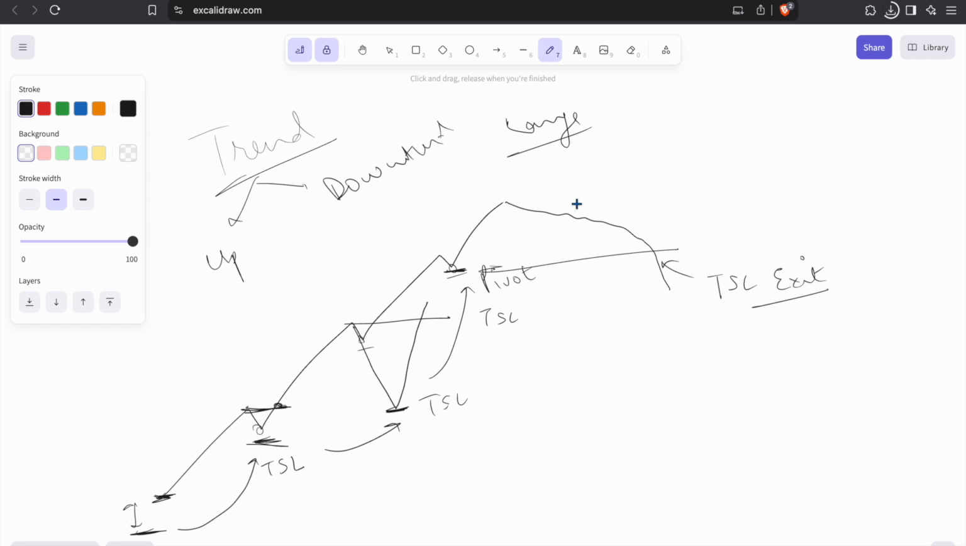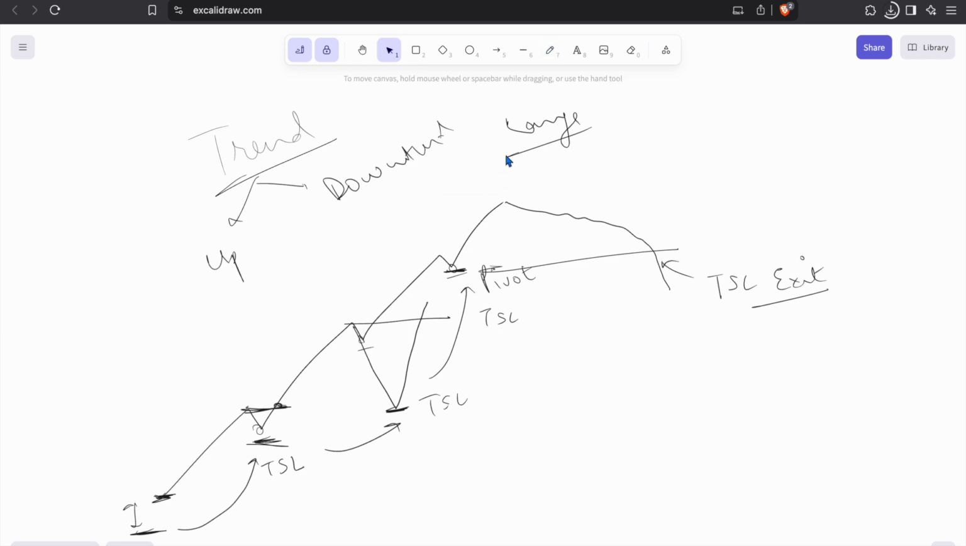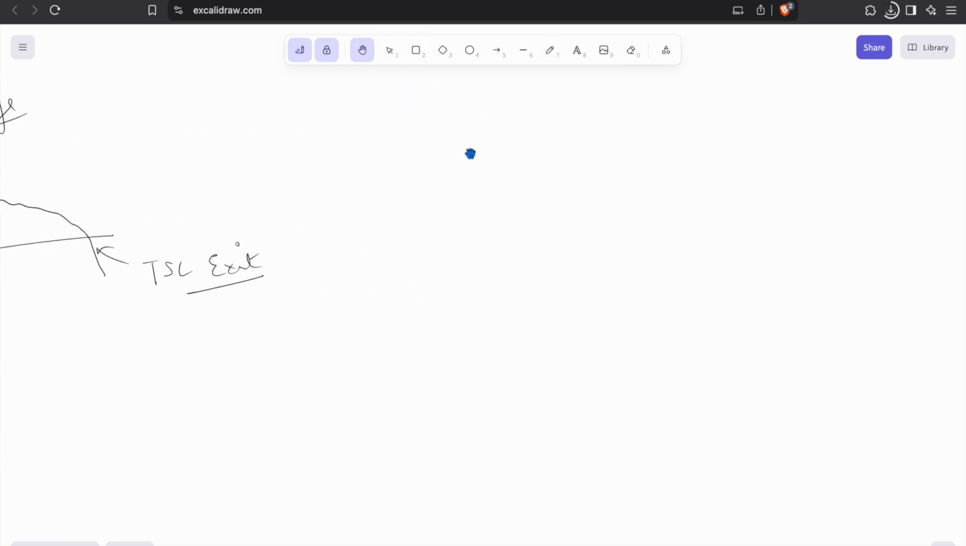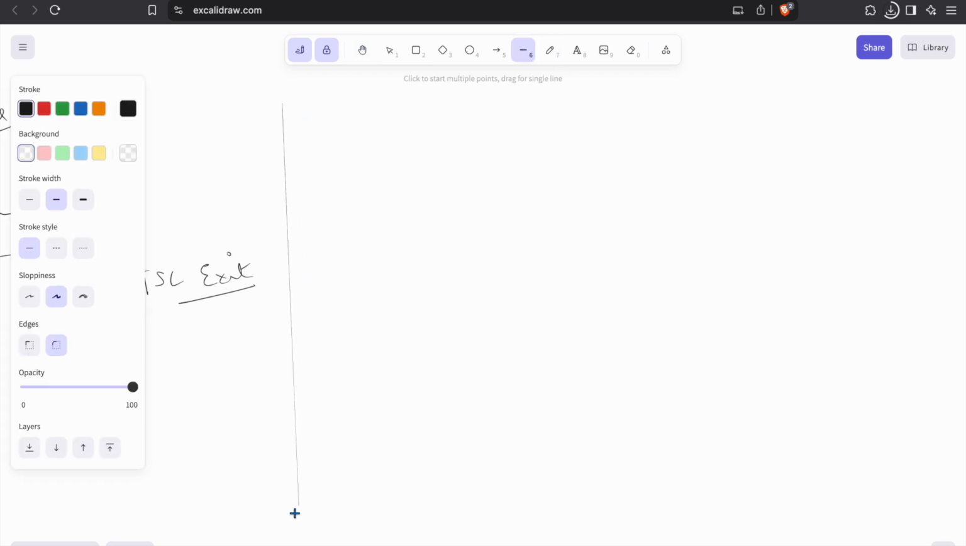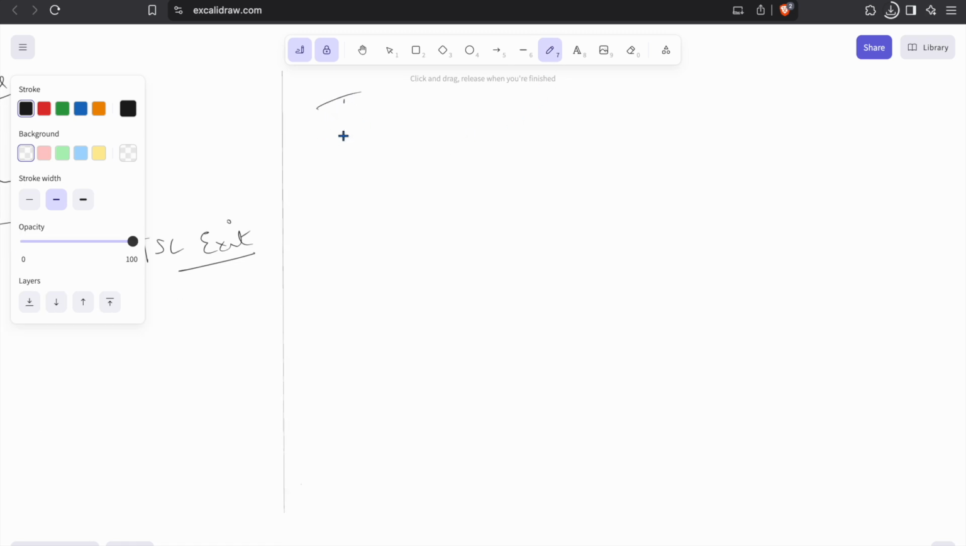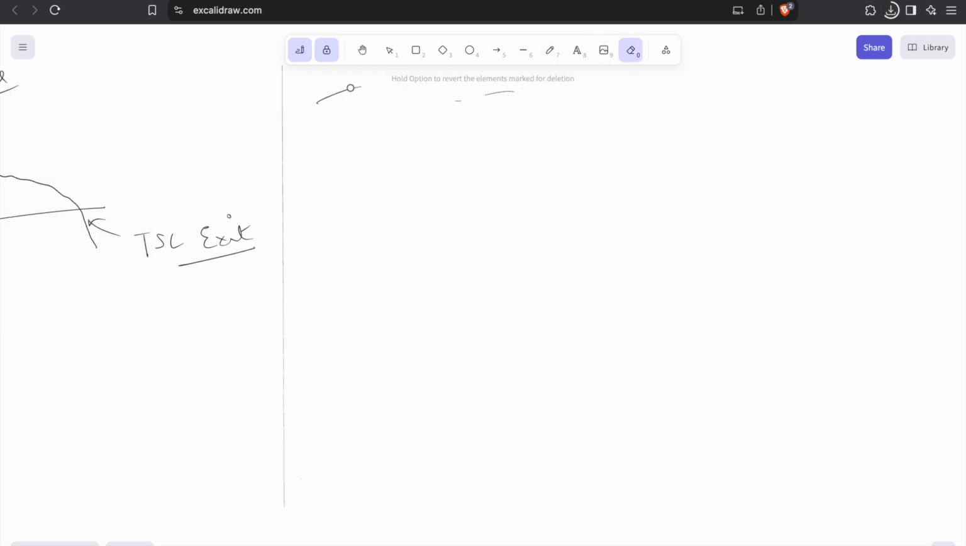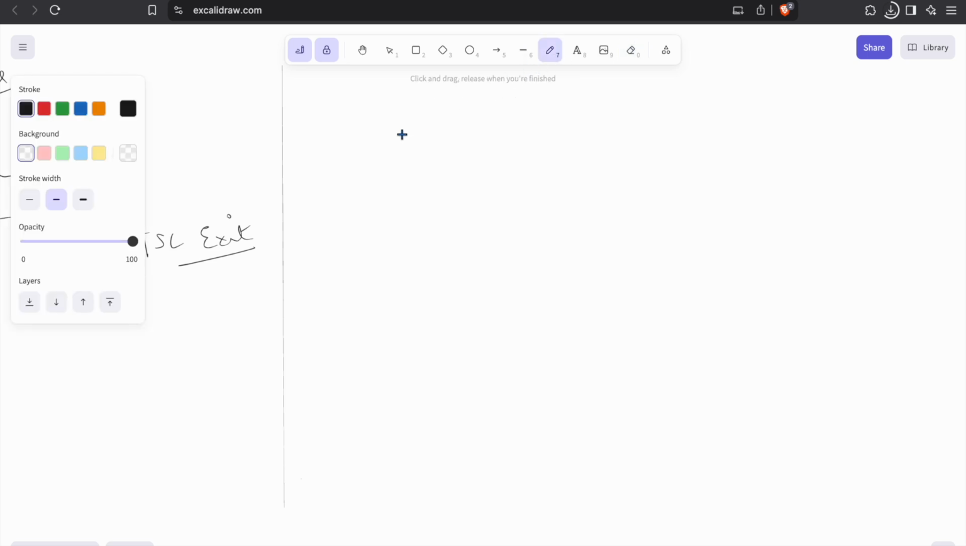Now the second thing is time frame. And what does that tell us? What does that teach us? See, what time frames give us is a good look, a better estimate. So let's understand time frames.